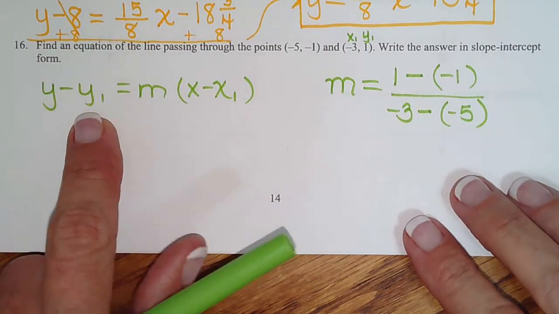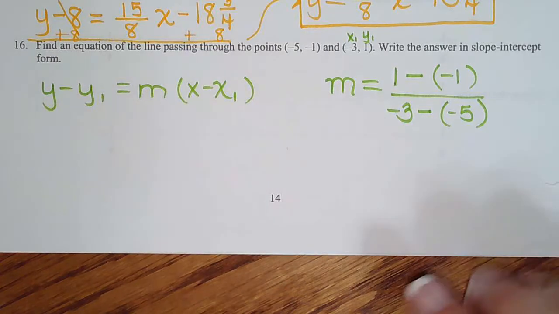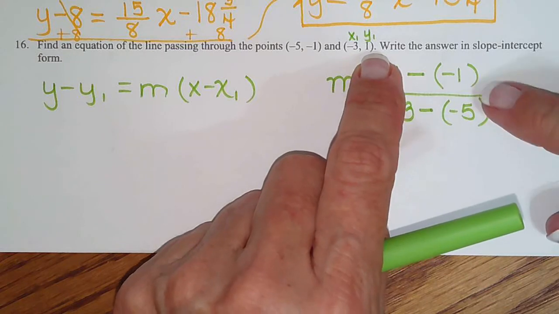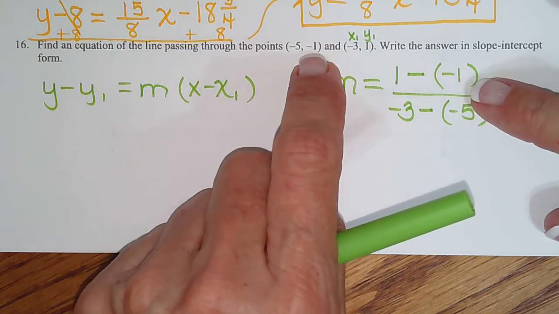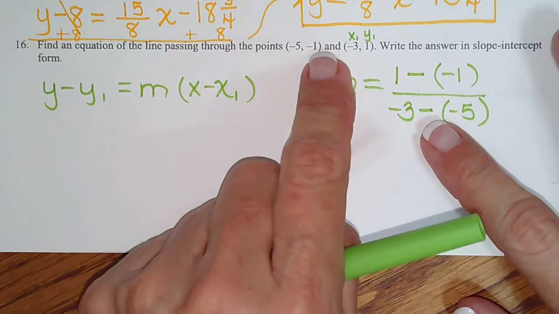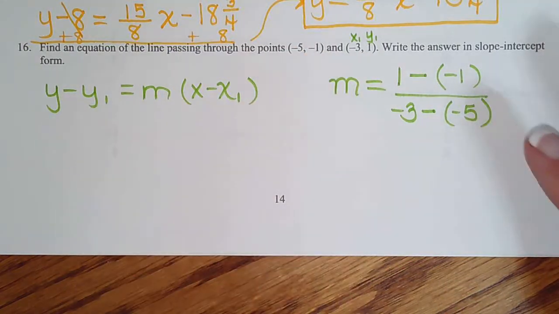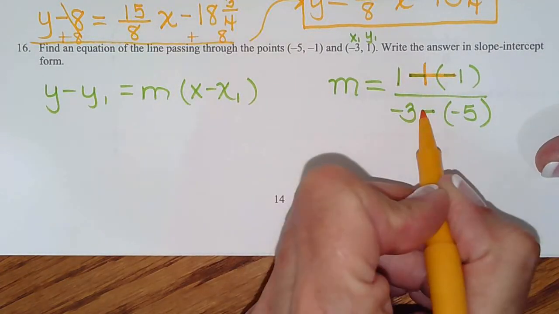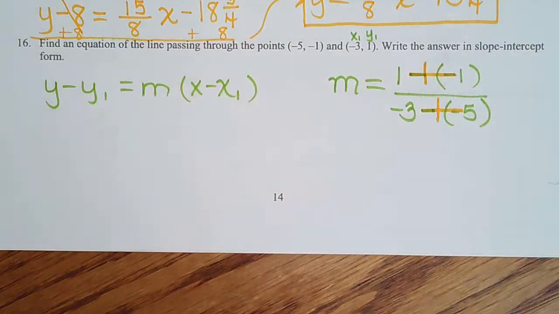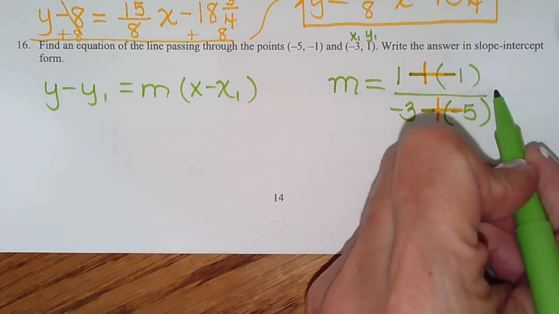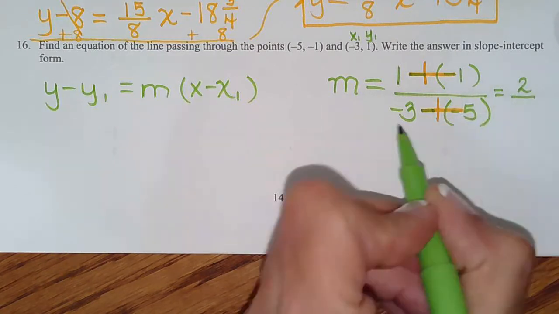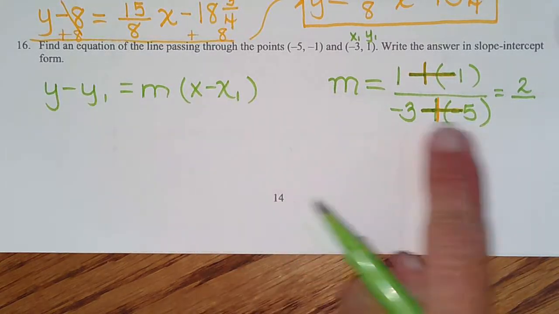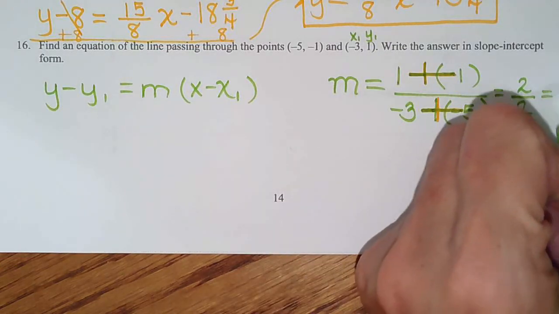So we have our point slope form here, y minus y1 equals m times x minus x1. We have a point, but we're missing the slope, so we are finding the slope: second y, 1, minus the first y, negative 1, over second x, negative 3, minus the first x, negative 5. So we have two sets of double negatives here, which we need to make plus. So this turns into 1 plus 1, 2, over negative 3 plus 5, which is 2, so we get a slope of 1.